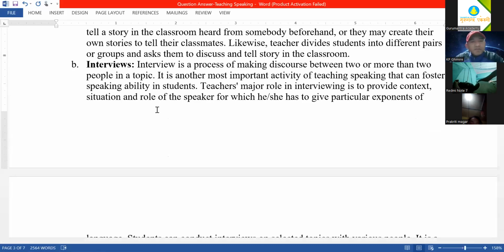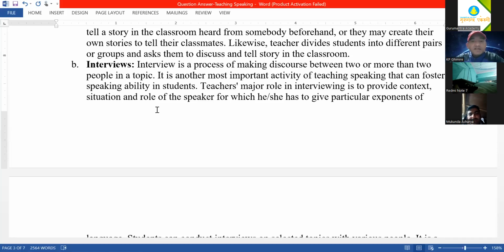So interviews. Interview is another activity that can foster students' speaking skill. Interview is a process of making discourse between two or more people on a particular topic. They are involved in spoken discourse. It is another important activity of teaching speaking that can foster speaking ability in students. The teacher's major role in interviewing is to provide context. First of all, the teacher has to create the context or situation in which they are going to speak, or give roles to the speakers.